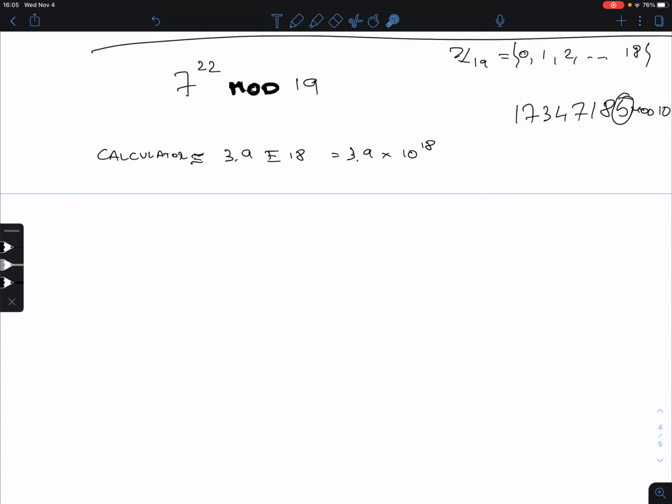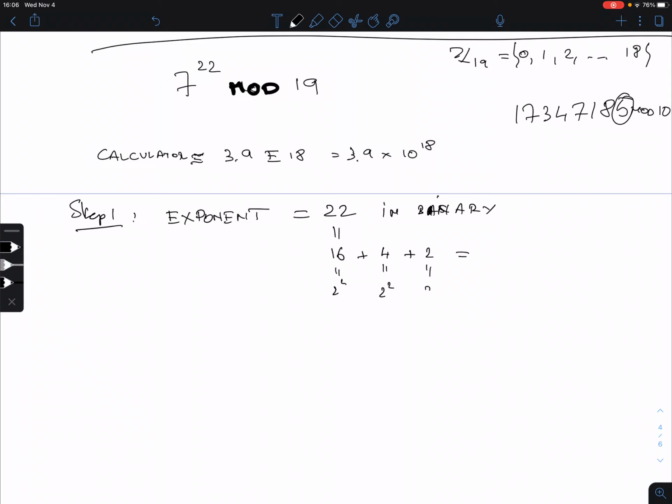So step 1, and that is perhaps a bit surprising: you take the exponent, in this case 22. Be careful to use the exponent in base 2, in binary. I'm going to write the exponent in binary. So 22 in binary is 16 plus 4 plus 2, right? So that tells me 16 is 2 to the 4, this is 2 to the 2, and this is 2 to the 1. So we're going to have 1, then a 0 for the 8s.